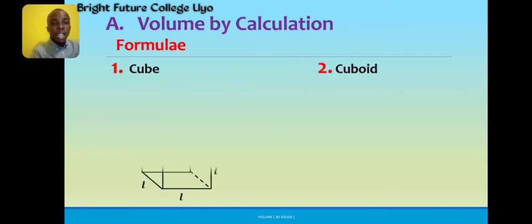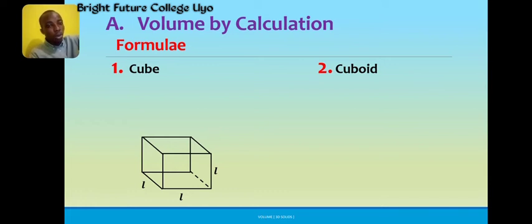Now, let's get to the calculation. There are two formulae for us here. The first is for cube and the second is for cuboid. And you recall how a cube looks. A cube only has lengths. All sides are equal, because all the faces are square. You remember? Okay, so L, those are the dimensions. So what's the formula for calculating the volume of a cube?